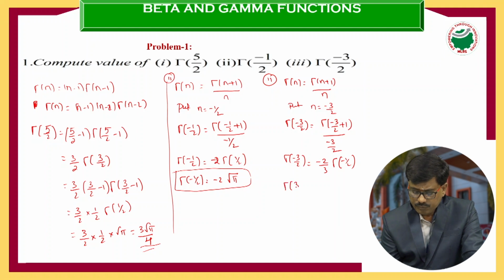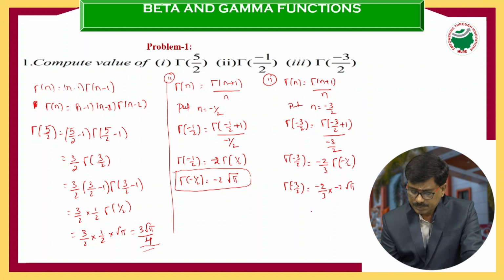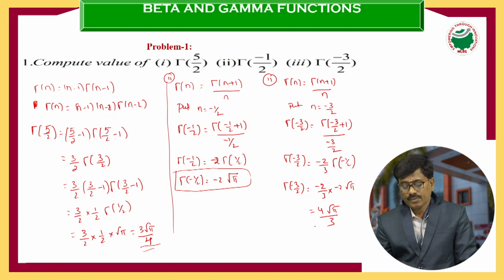Therefore, gamma of minus 3 by 2 is equal to minus 2 by 3 into gamma of minus 1 by 2, which is minus 2 root pi. I am using the previous result. Therefore, this becomes 4 root pi by 3. This is the gamma of minus 3 by 2.